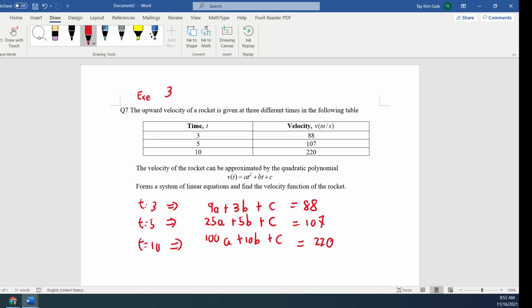You can solve it, of course, by directly plugging into your calculator to obtain the solution quickly. Find the velocity of the rocket. They didn't say any method, so you can directly use the calculator and check with any numerical method that you learned.